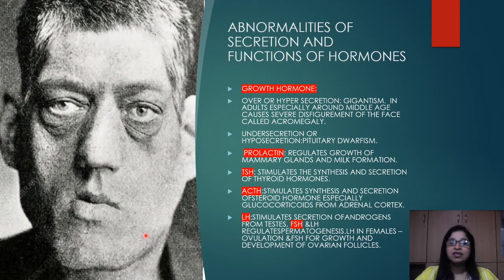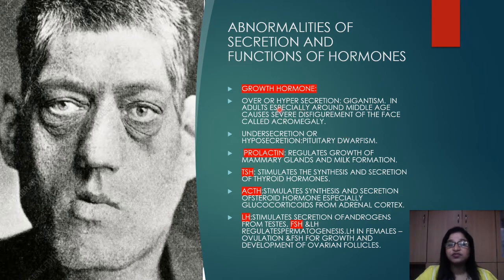Now let us see the abnormalities of secretion and the functions of the various hormones of the pituitary gland. To begin with, we'll start with the growth hormone. The name itself is suggestive. It is needed for the growth of various cells in our body. So if there is an over or hypersecretion, definitely there will be more growth hormone being released into the blood, which will be stimulating the cells. So the growth will be out of control. You will get a very oversized individual, and this condition is called gigantism. So there will be giants, you can see.